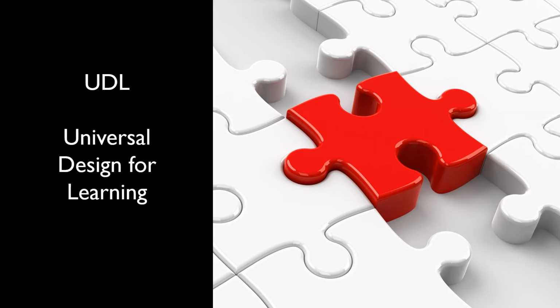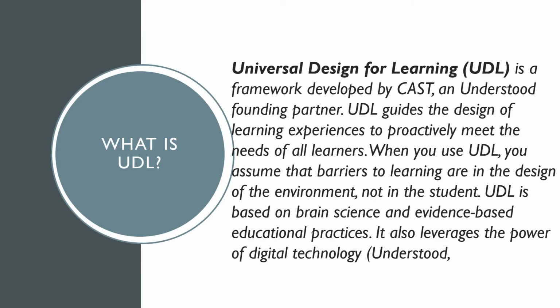UDL, Universal Design for Learning, is the concept of designing your courses, your content, and your activities with all learners' needs in mind. So what is Universal Design for Learning, UDL for short? It's a framework developed by CAST, an Understood founding partner. UDL guides the design of learning experiences to proactively meet the needs of all learners.